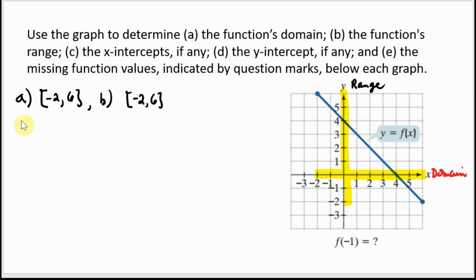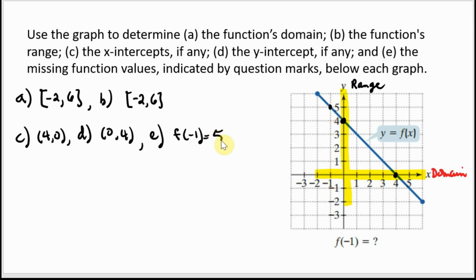Good. Part C, the x-intercept is at 4, 0. Then D, the y-intercept. See, that was the x-intercept here. The y-intercept is 0, 4. And then E, f of -1. We find x equal -1 on the graph. What is that, 5? Okay, very good. I think we're good.